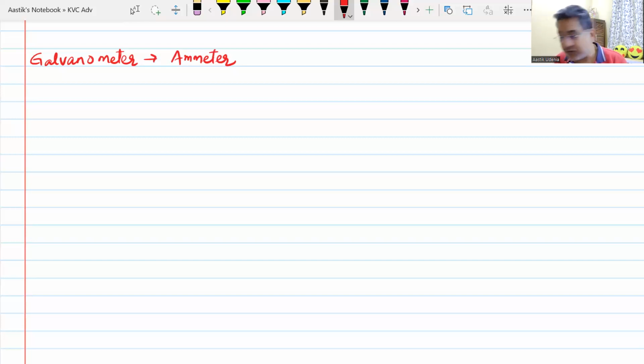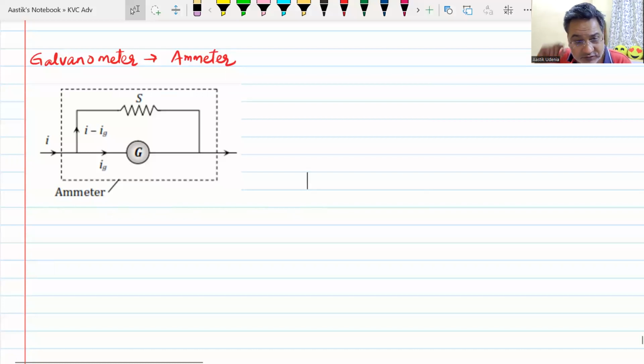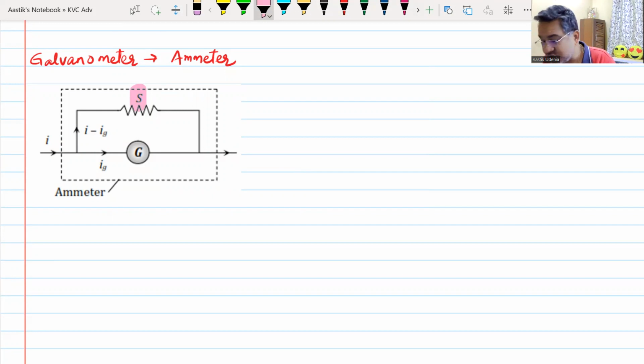Now, how are you going to convert a galvanometer into an ammeter? To convert a galvanometer into an ammeter, we have to connect a resistance in parallel to the galvanometer, and this resistance is known as the shunt resistance. Do we understand this? This resistance is known as the shunt resistance.